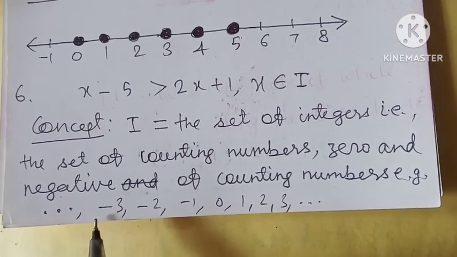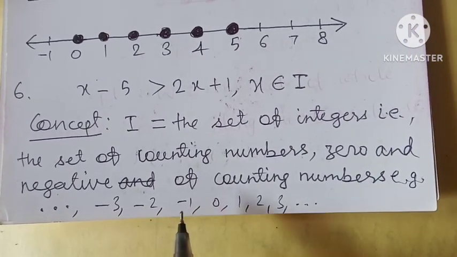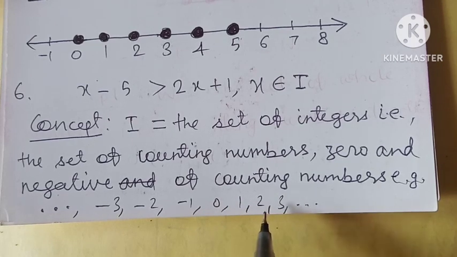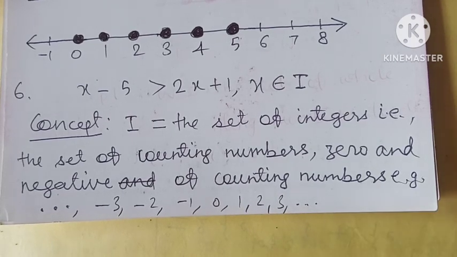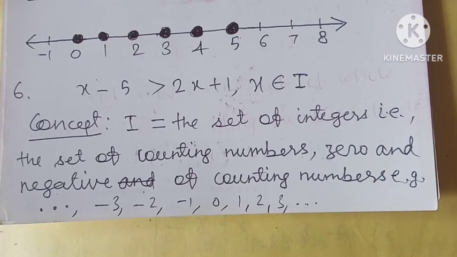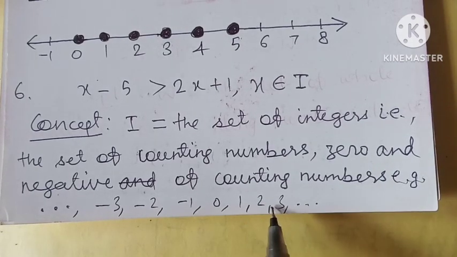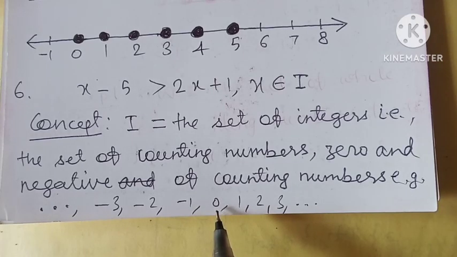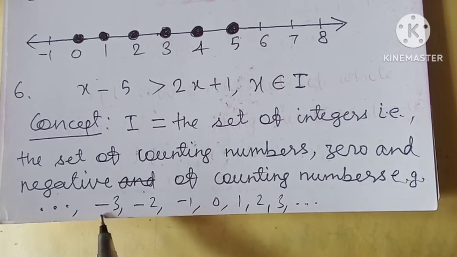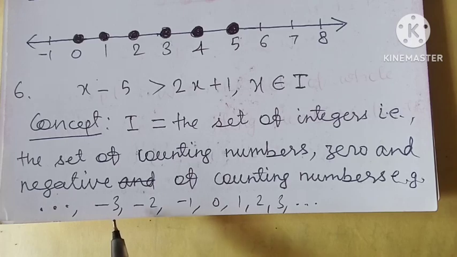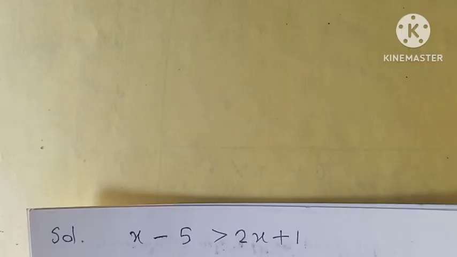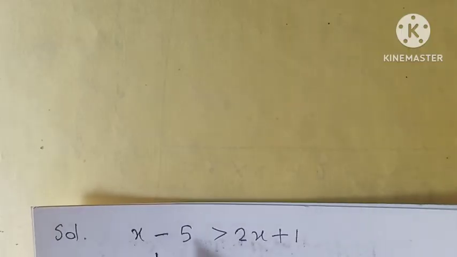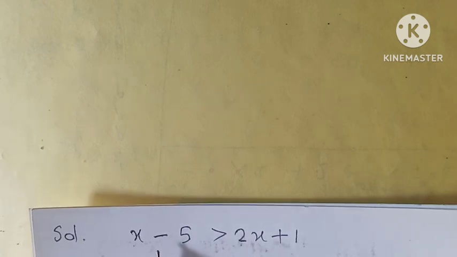For example, dot dot dot -3, -2, -1, 0, 1, 2, 3, and so on. Here we can see 1, 2, 3 and so on are counting numbers, 0 is included. Also negative of counting numbers must be written. We have to solve this one.